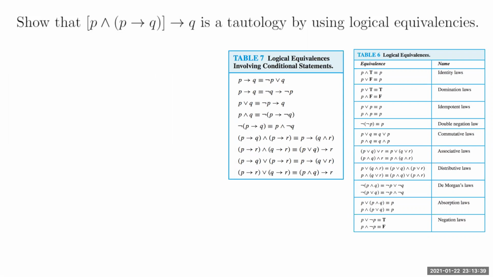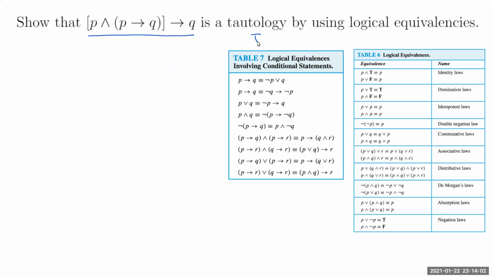So right now what we see in front of us is a problem where we're trying to prove a proposition is a tautology. This proposition here is a tautology, so it's always true, by using logical equivalencies. In this class, logical equivalencies are just propositions that have the same truth values.